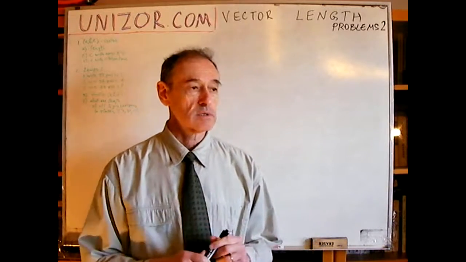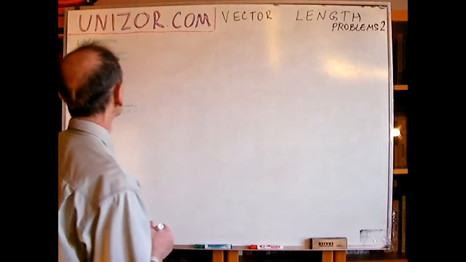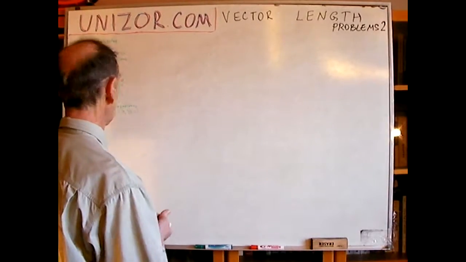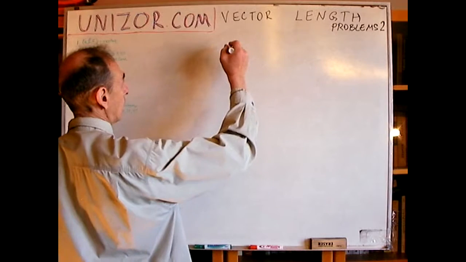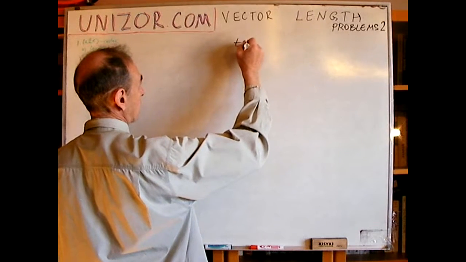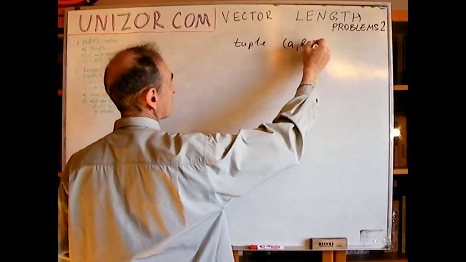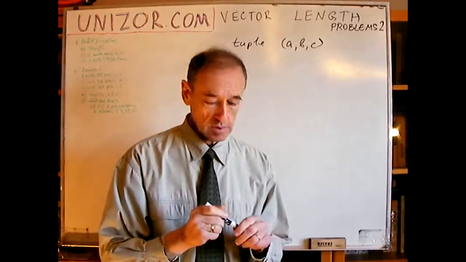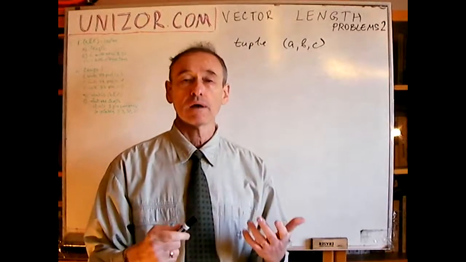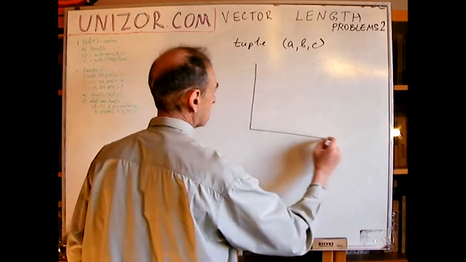In this case, these are vectors in 3-dimensional space. The first problem is the following. You have a vector represented as a tuple. Remember what a tuple is? It's just 3 numbers in a 3-dimensional system, which are the coordinates of the endpoint of the vector.